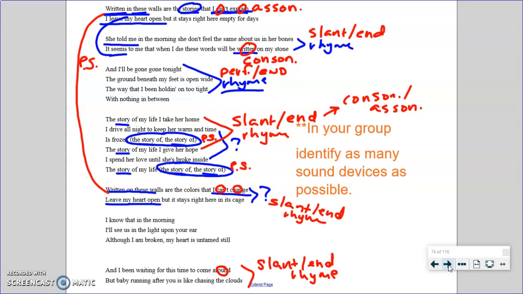So, yes, even Harry and Niall and Liam and Louis and Zayn, that traitor, all of them are very aware of sound devices in their work, and they're using them. So great artists are doing that.